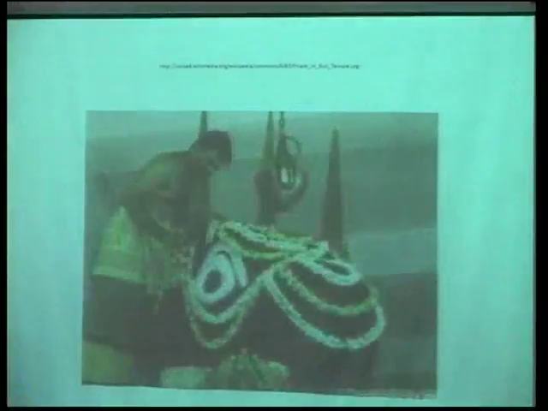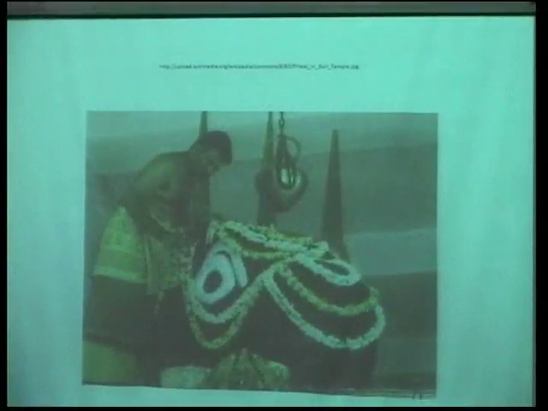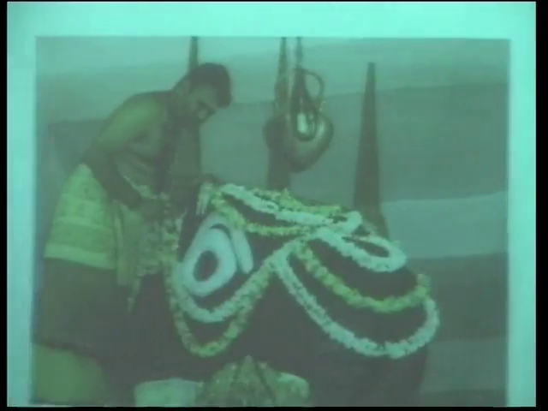Here again we come to religious dress. We have seen now everyday dress of the peasants, the everyday dress of different women belonging to different religious communities. We now come to religious dresses.